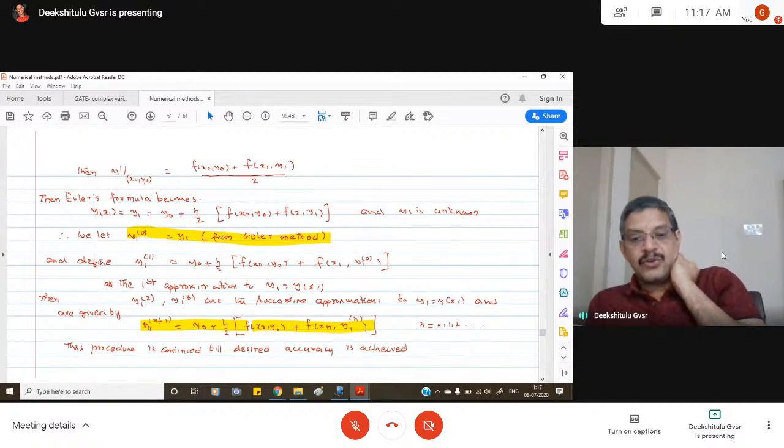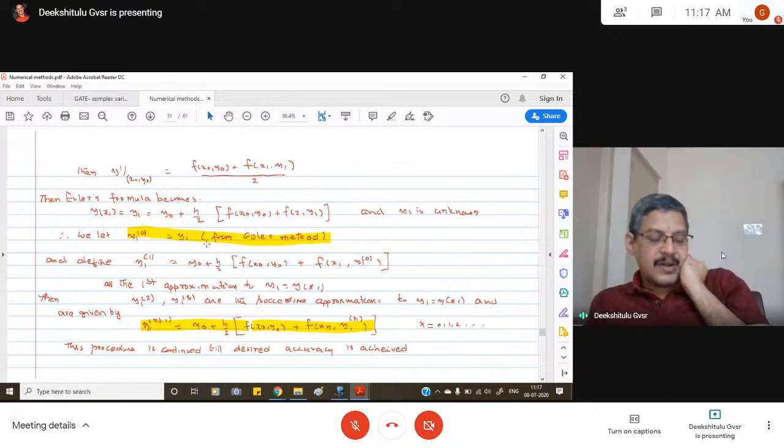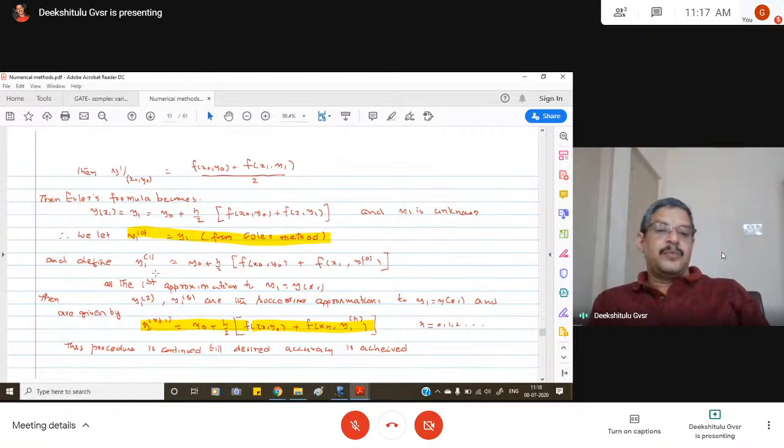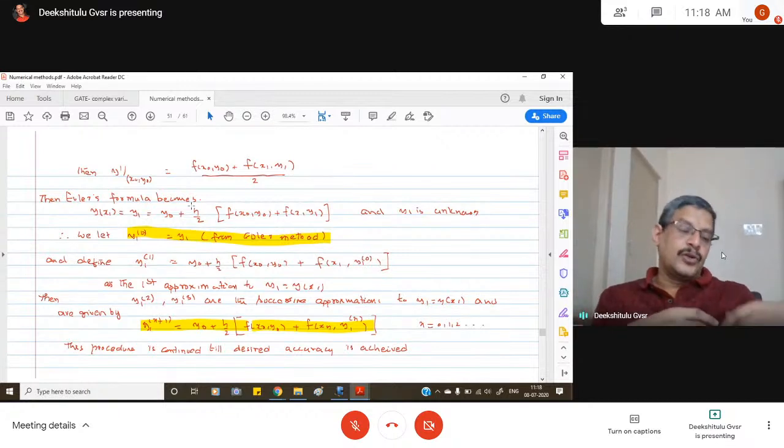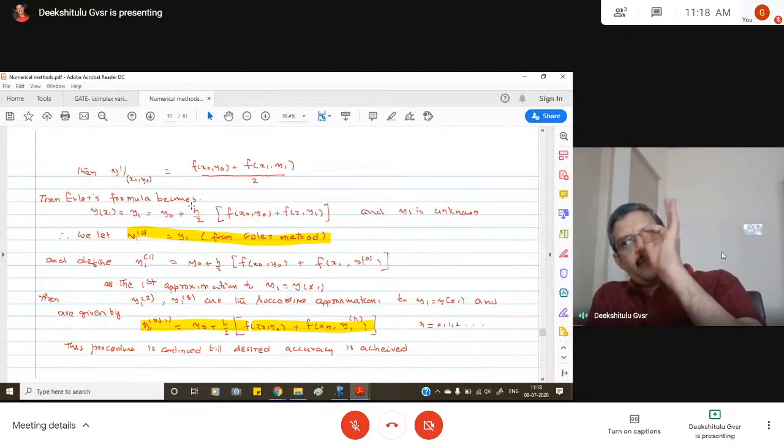How do you get y10? y10 is obtained from Euler's method. This y10 is y0 plus h into f of x0 y0. Because this is known to us now, if everything is known, you get y11. Then you put this y11 here again, and that gives y12. Again substitute this y12 in the given equation, you will get y13, and so on and so forth. You get all these n approximations only for the first value y1.